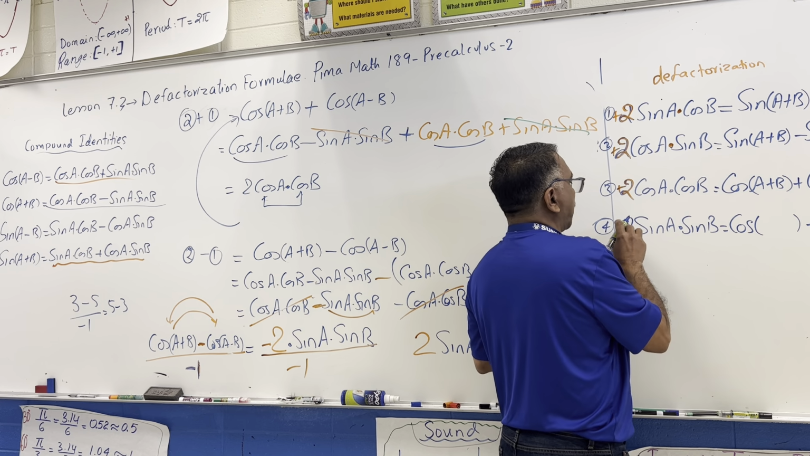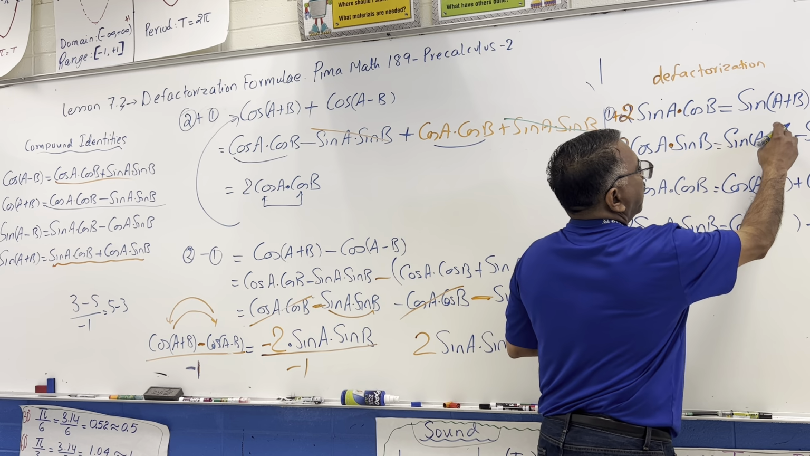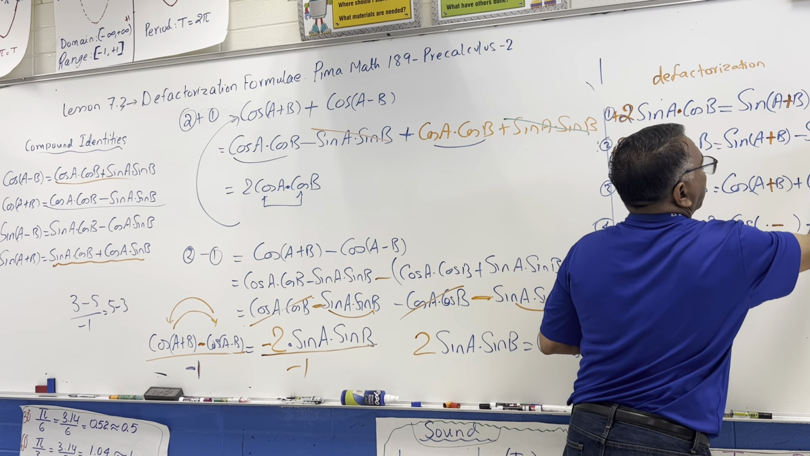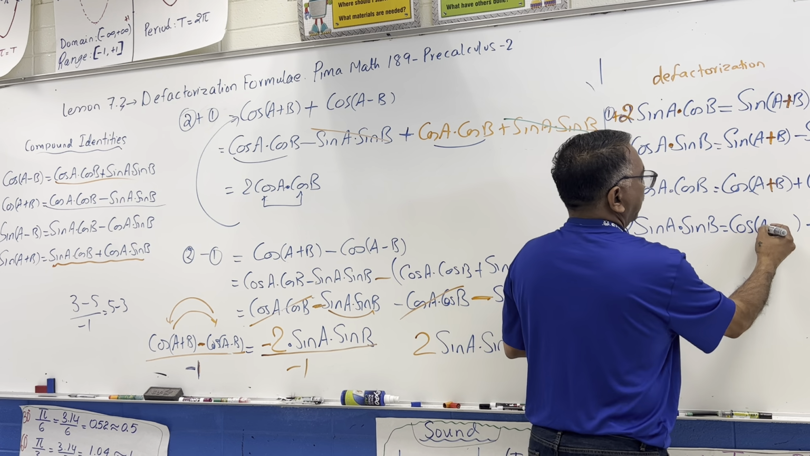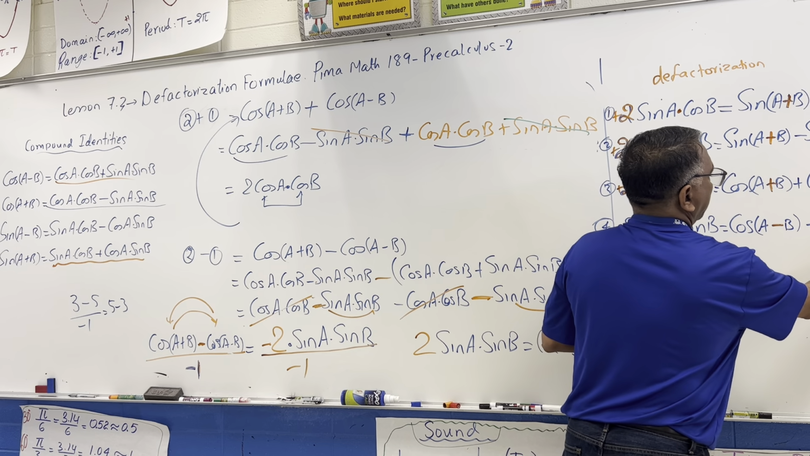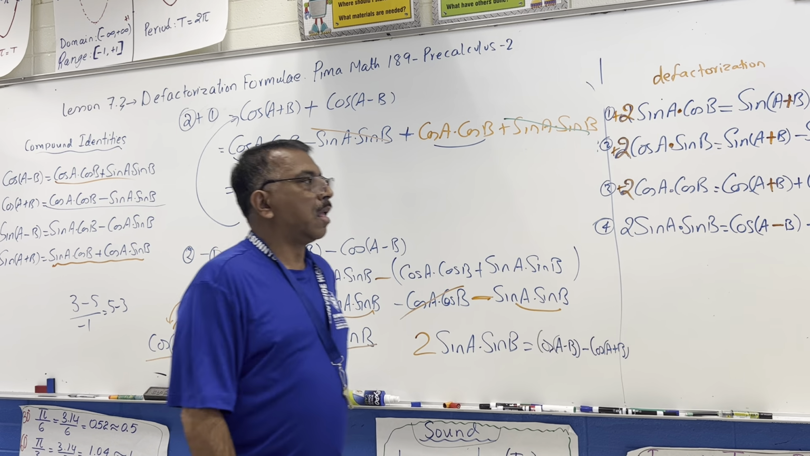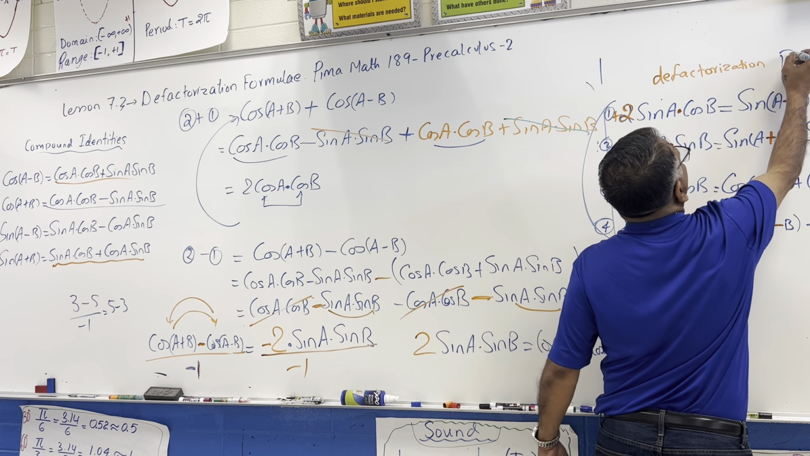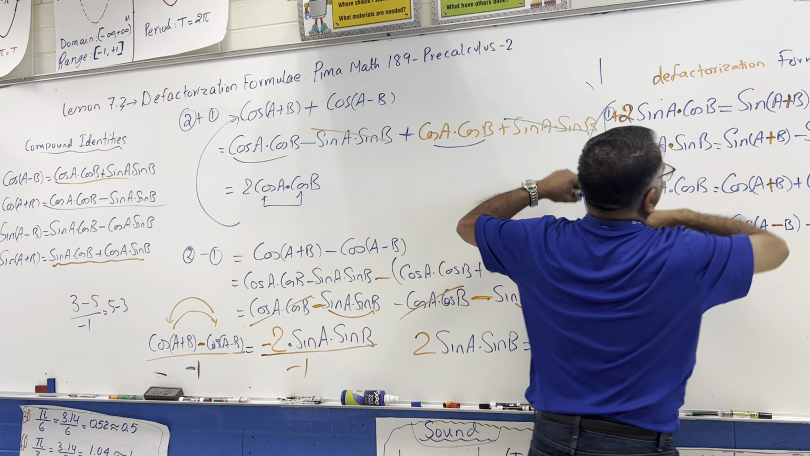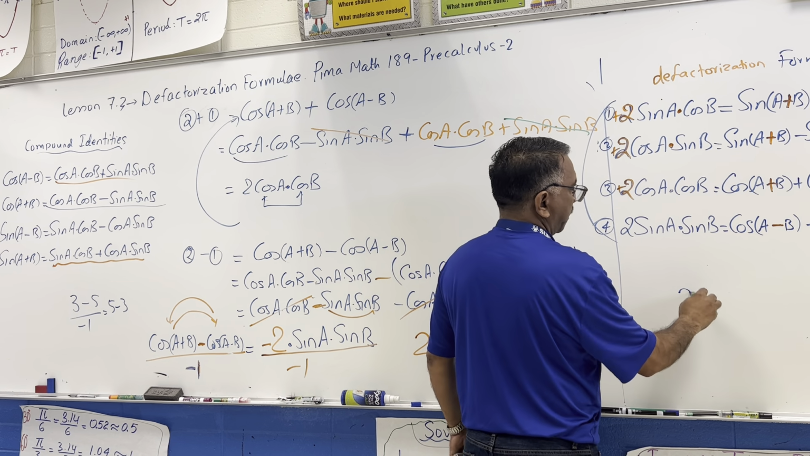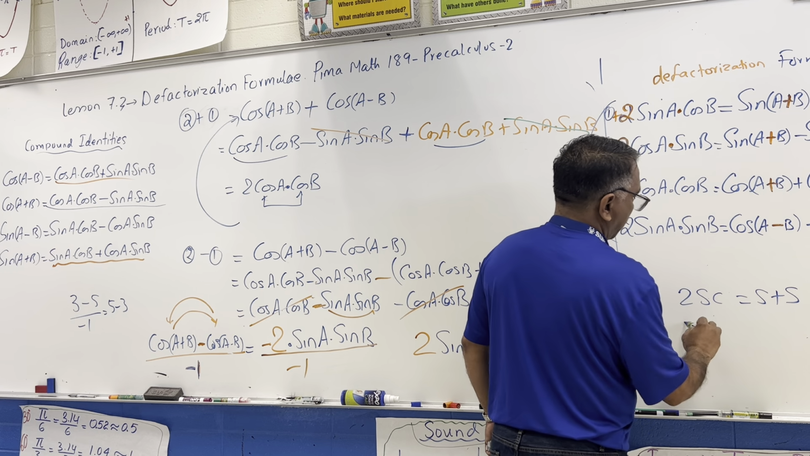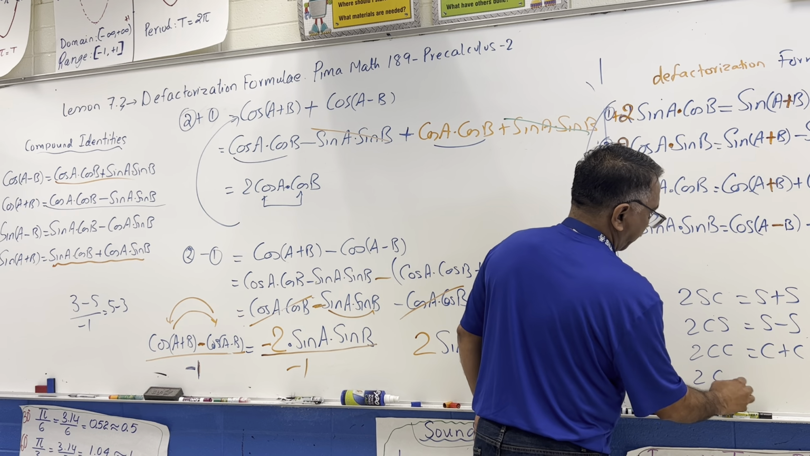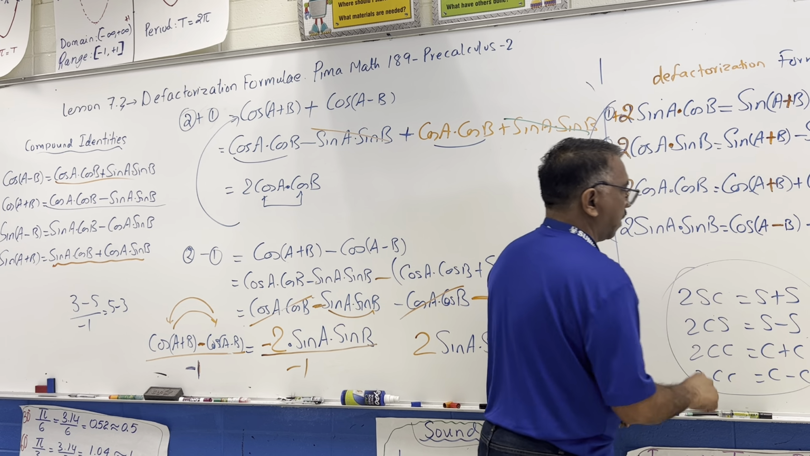Because in all these cases it is plus, plus, plus, this is the only one where it is minus, and if this is minus, minus, minus, this is plus, the rest is the same. Done. So these are called defactorization formulas or identities, where an easy way to remember is, as you can see, 2sc is equal to s plus s, or 2cs equals s minus s, 2cc you can write c plus c, and 2ss is equal to c minus c. You can remember this way also.